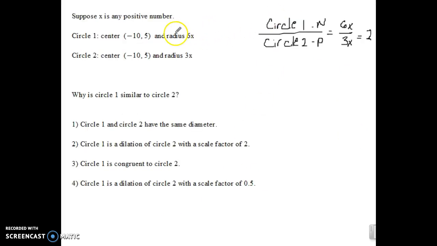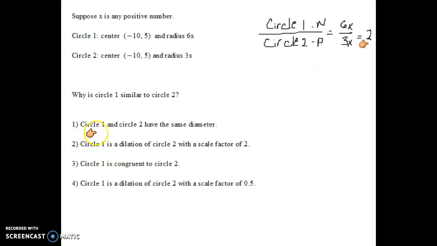All right, this one says, suppose x is any positive number. So we've got 2 circles. We've got centers. Notice our centers are at the same location, but the radius is different. This is 6x, this is 3x. Why is circle 1 similar to circle 2? So all of these say that circle 1 is a dilation of circle 2. So circle 1 is our new image, circle 2 is our pre-image. So if we calculate our scale factor, we've got 6x over 3x. That's going to give us a scale factor of 2.